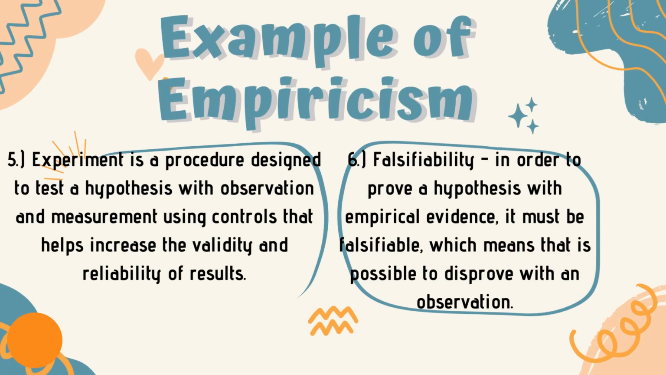Fifth, we have here experiment. This is a procedure designed to test a hypothesis with observation and measurement using controls that help increase the validity and reliability of results. Number six, falsifiability. This means that in order to prove a hypothesis with empirical evidence, it must be falsifiable, which means that it is possible to disprove it with an observation.